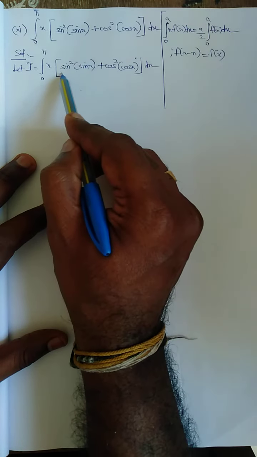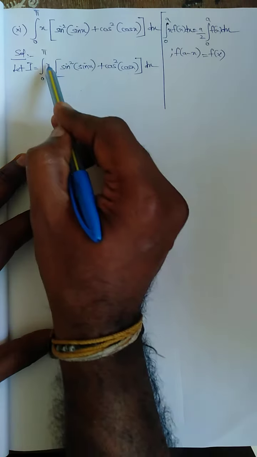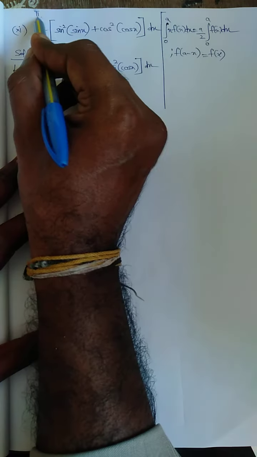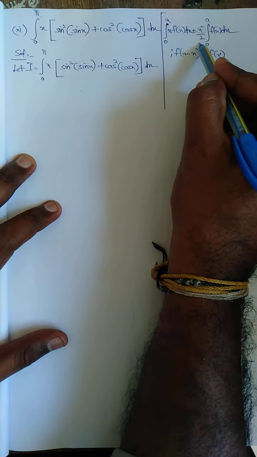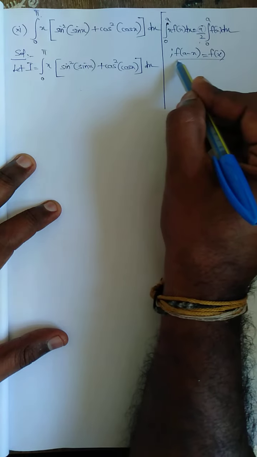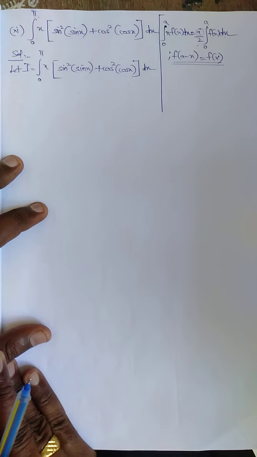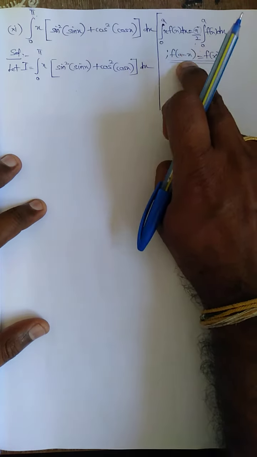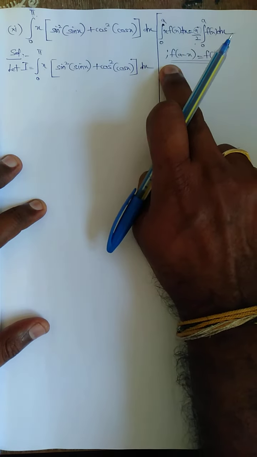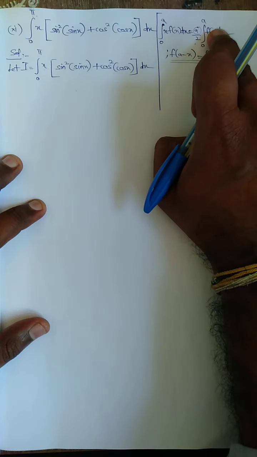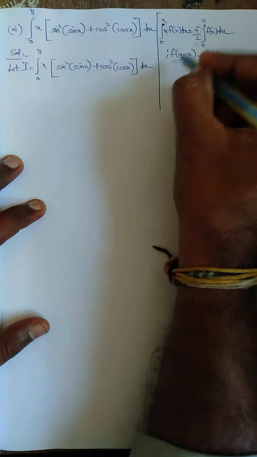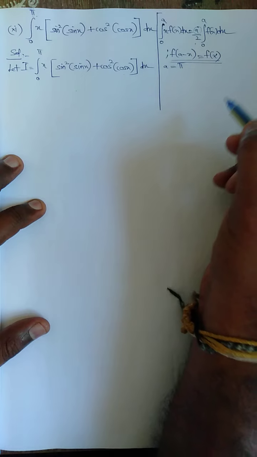The integral of x into f of x into dx is equal to, here a is nothing but pi, so we write pi by 2 times f of x, but the condition f of a minus x is equal to f of x. This condition we need to verify properly, then only we can apply this property. Otherwise, only if f of a minus x is equal to f of x can I apply this property. Here a is nothing but pi.